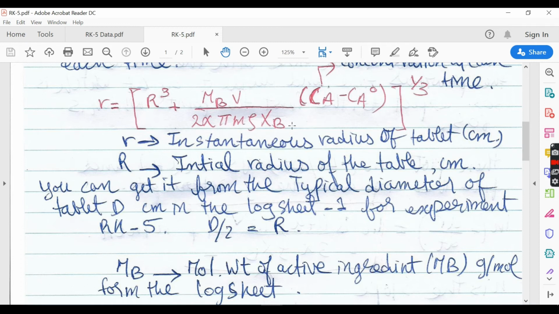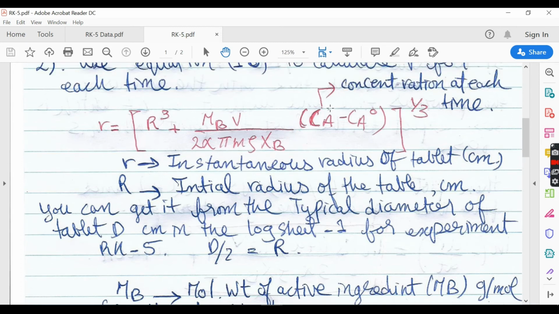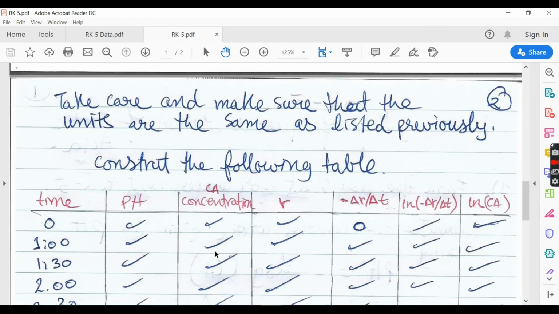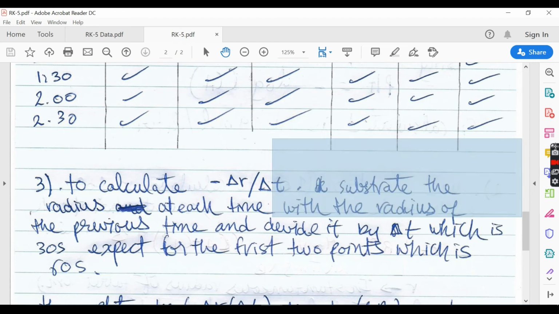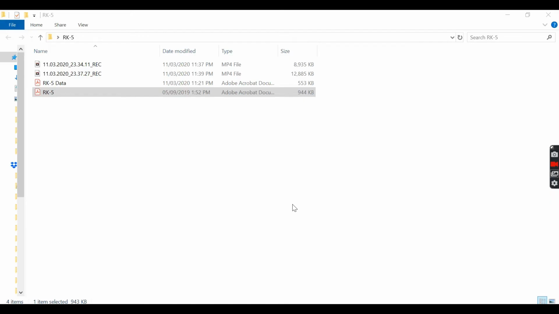So all the inputs for these equations are known. The only thing changing is Ca with time. So you will have another column: pH, concentration, and then radius at various times. The next report requirement is to use equation 7 to determine the order n and the value of the combined mass transfer and kinetic rate constant K by plotting ln of minus dr by dt versus ln Ca. You can approximate dr by dt by delta r divided by delta t.